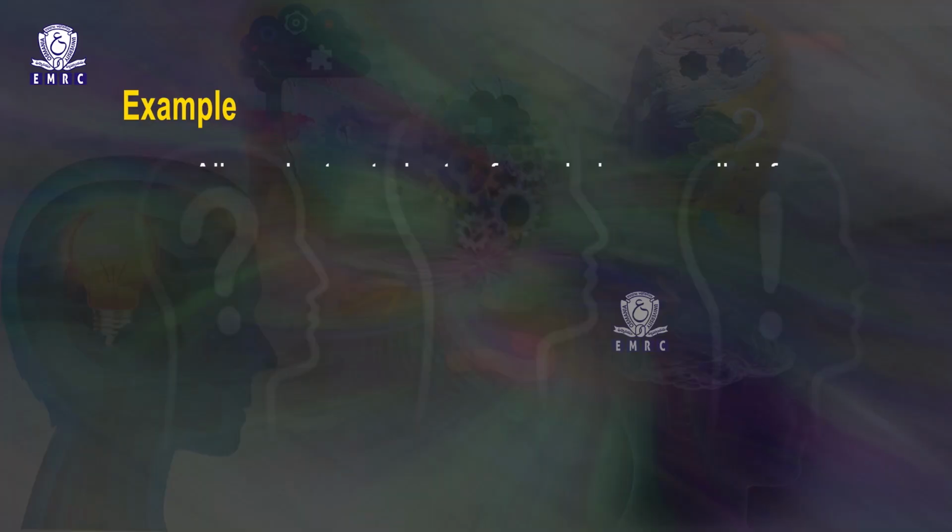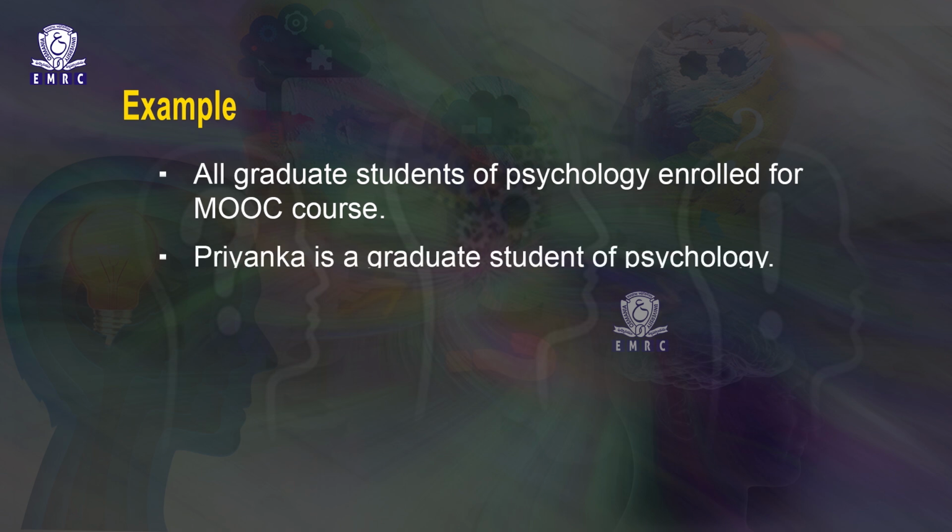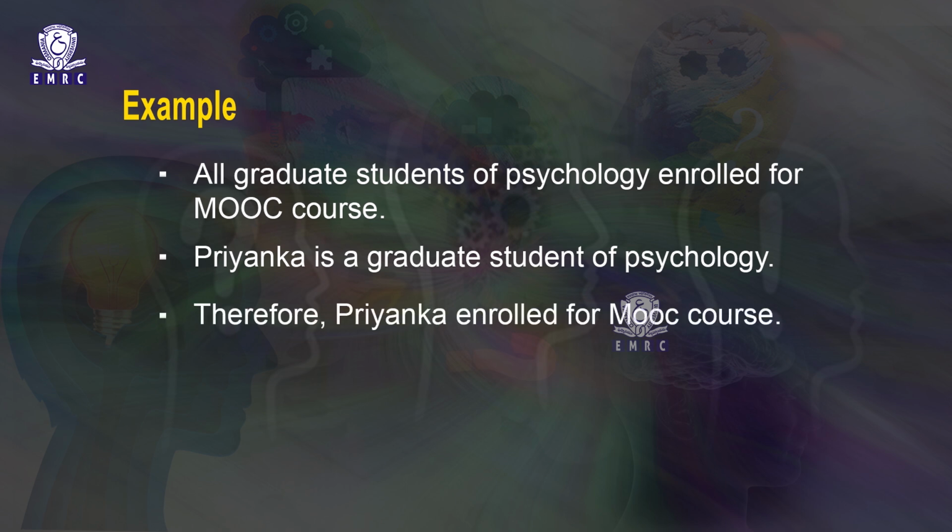So to make you better understand, I have an example for you. If you can see over here, now let's take an example which suits your context. Okay, so the first statement is all graduate students of psychology enrolled for MOOC course. I repeat, I am saying all psychology graduate students enrolled for MOOC course. There is no exception. Now the second statement says Priyanka is a graduate student of psychology. Therefore, what would be the conclusion?